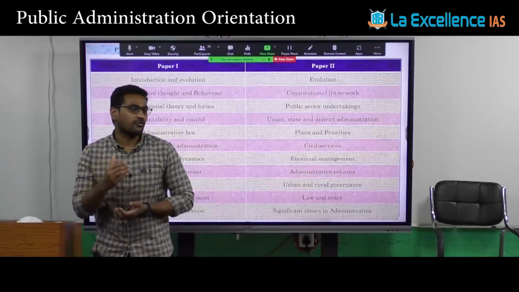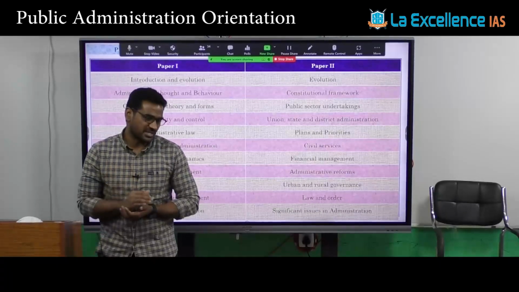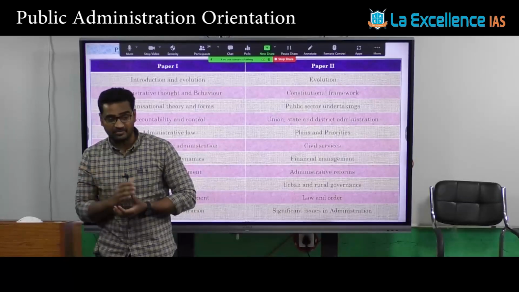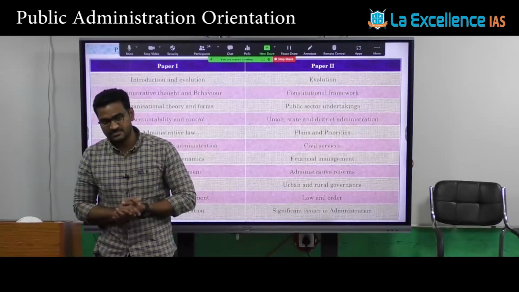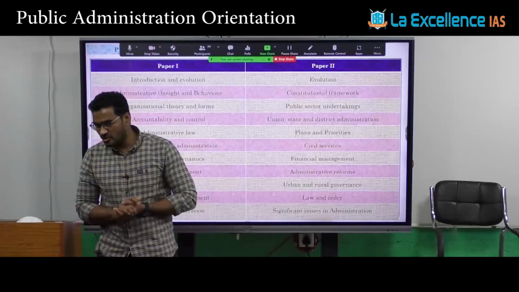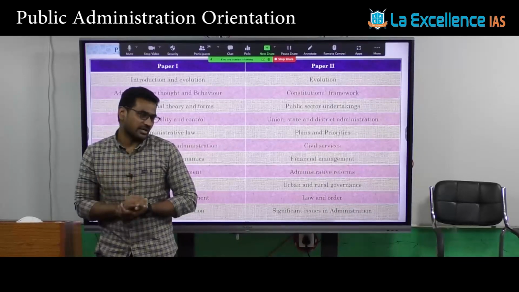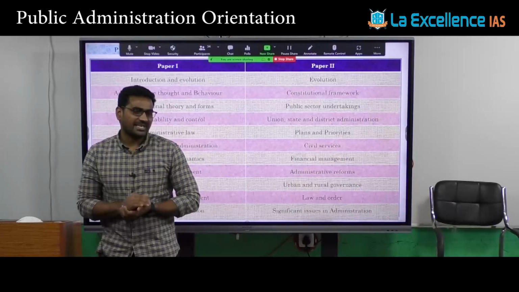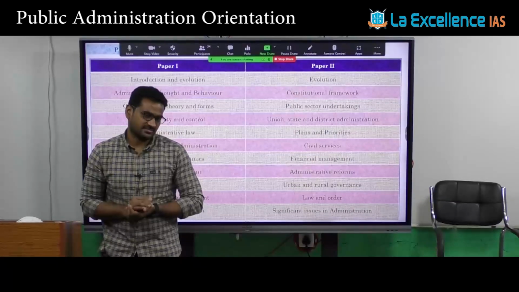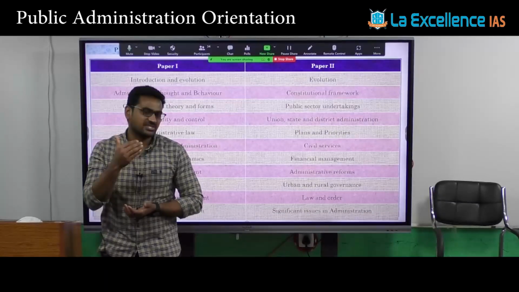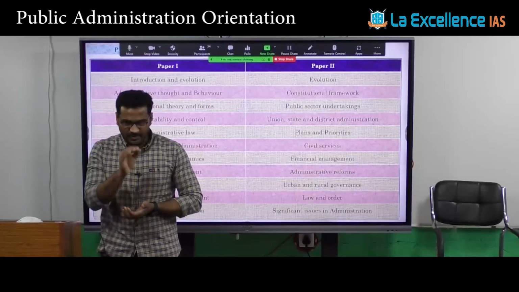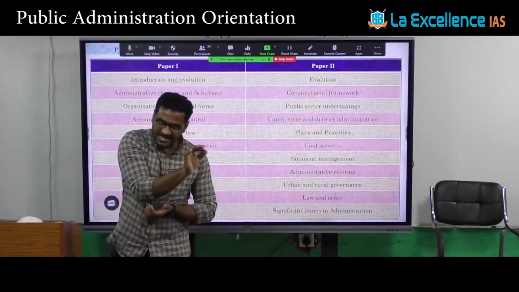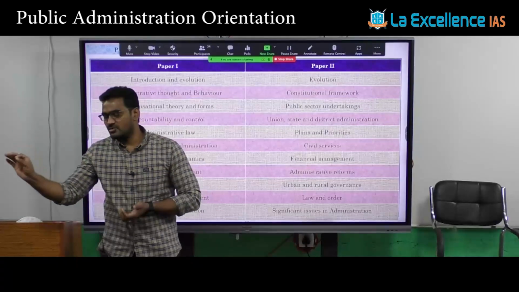What are the important forces which influenced administration? One important force which you might be familiar with is LPG, liberalization, privatization, globalization. This important force influenced administration, and that influence is nothing but governance. Governance as an idea emerged in the 1990s. So we'll be discussing the entire evolution of public administration from 1887 to 2022.